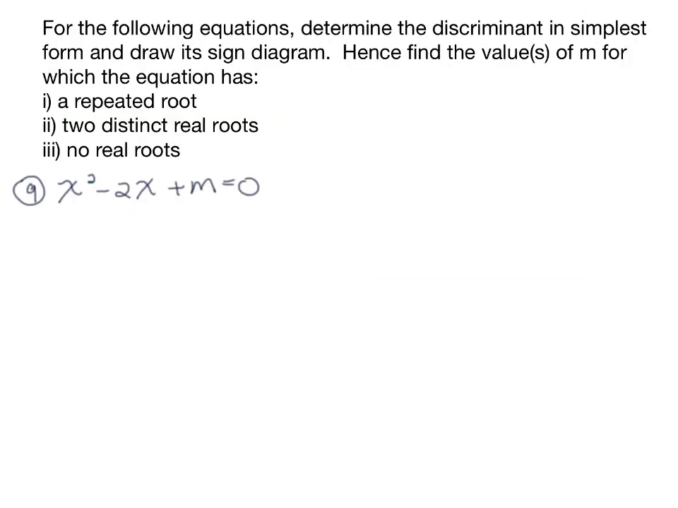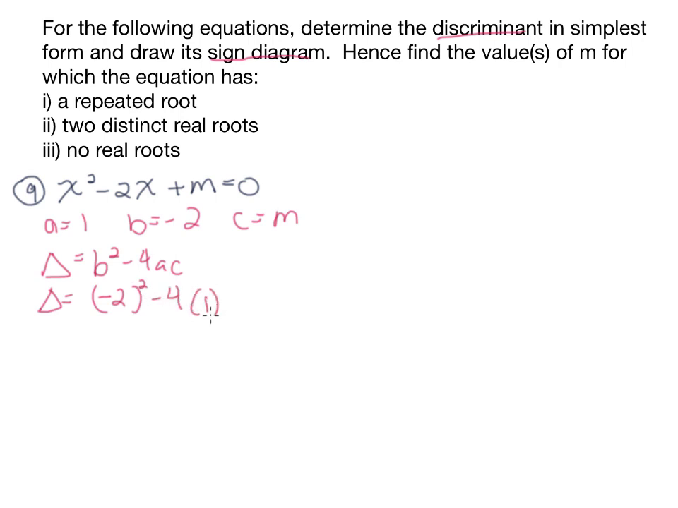Our next example, we're going to do a couple things. We're going to find a sign diagram of the discriminant. So let me explain what that is. First, you're going to identify your a, b, and c term. We're going to find our discriminant by using our formula b squared minus 4ac, and we're going to simplify down. This time we're going to have a variable in our discriminant.